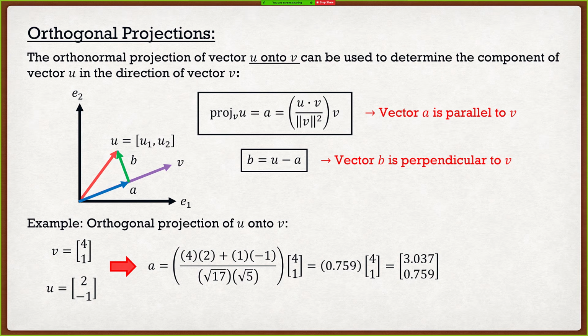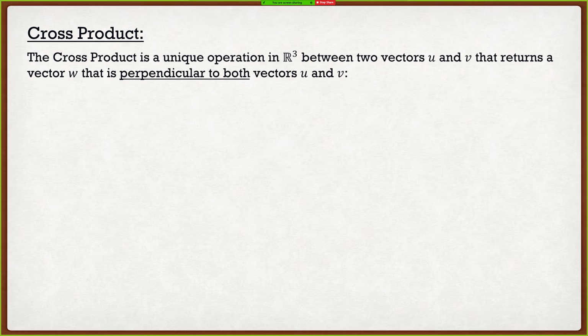So the next thing that we're going to discuss is the cross product. And this is something that you guys have probably seen before, or, I think at this point, you guys have definitely seen this before. If not, then I don't know how you guys did statics, really. All right. So the cross product is a unique operation in R3 between two vectors U and V that returns a third vector W that is perpendicular to both vectors U and V. So if we look here, it says that the cross product is a unique operation in R3. And that's very important. We can only do it in R3 because we can't do it in R2. We can't do it in simply R. We can't do it in R4.